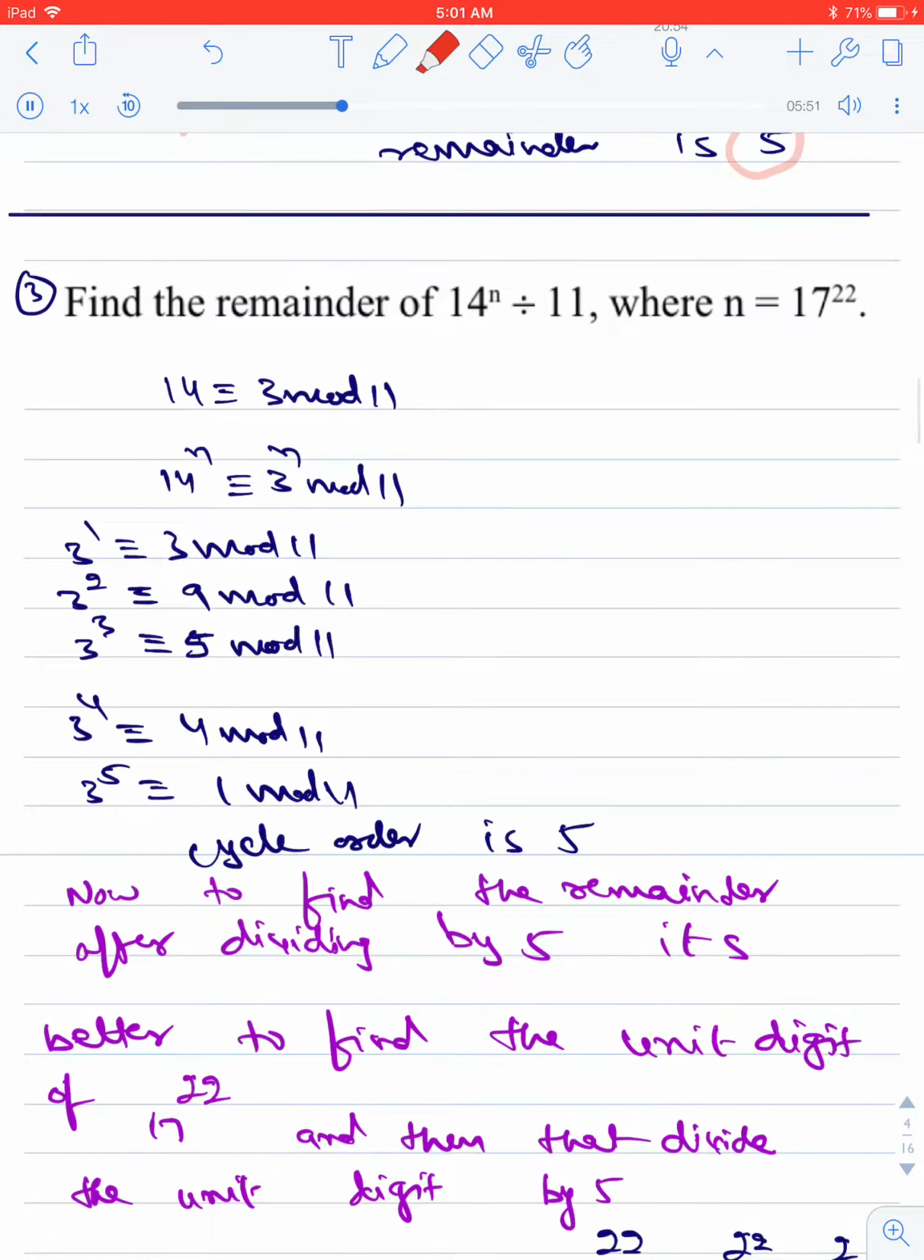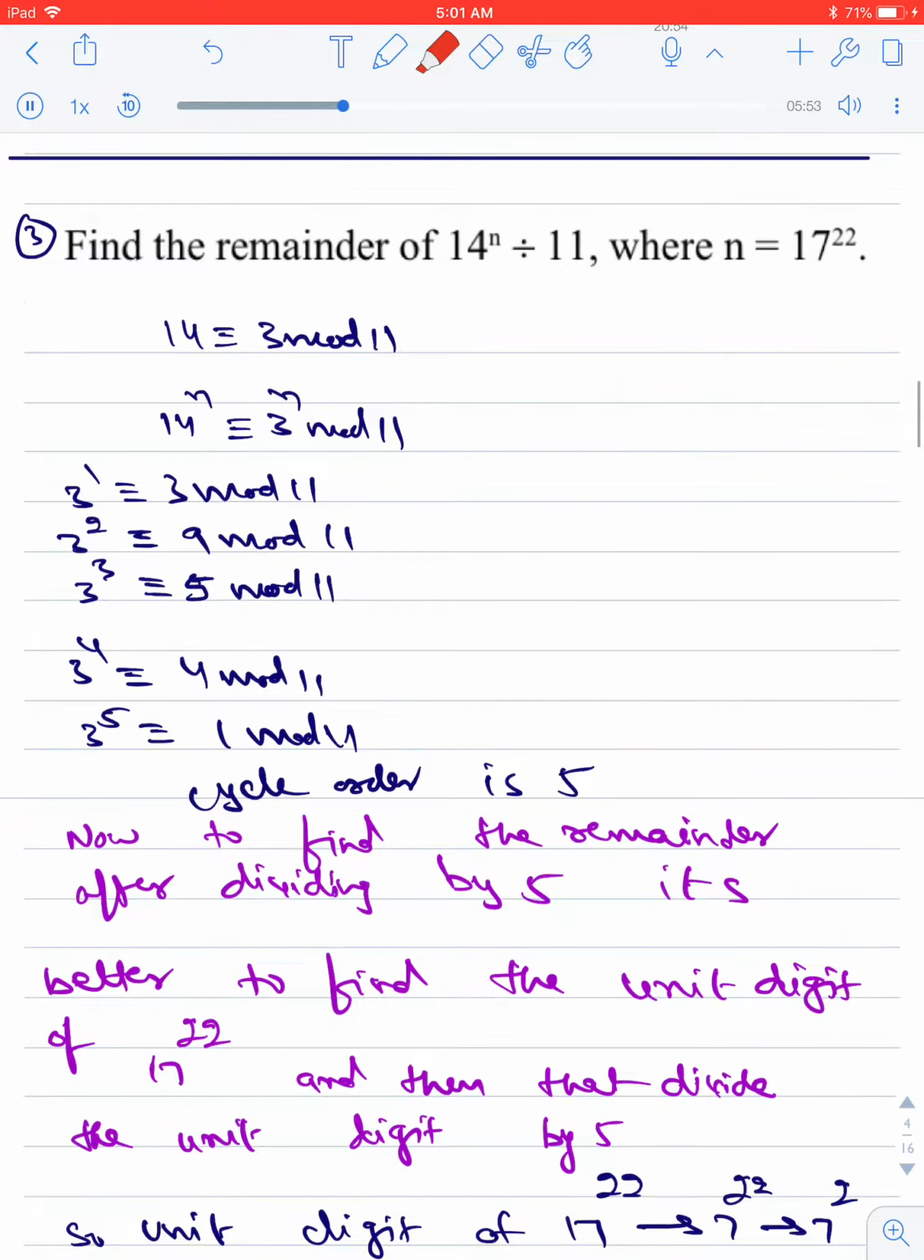Next question is, we have to find the remainder after dividing 40 raised to 9 n by 11, where n is equal to 17 raised to 22. Since 14 is congruent to 3 mod 11, that is, 14 leaves the remainder 3 when divided by 11, therefore 14 raised to power n is congruent to 3 raised to power n mod 11.